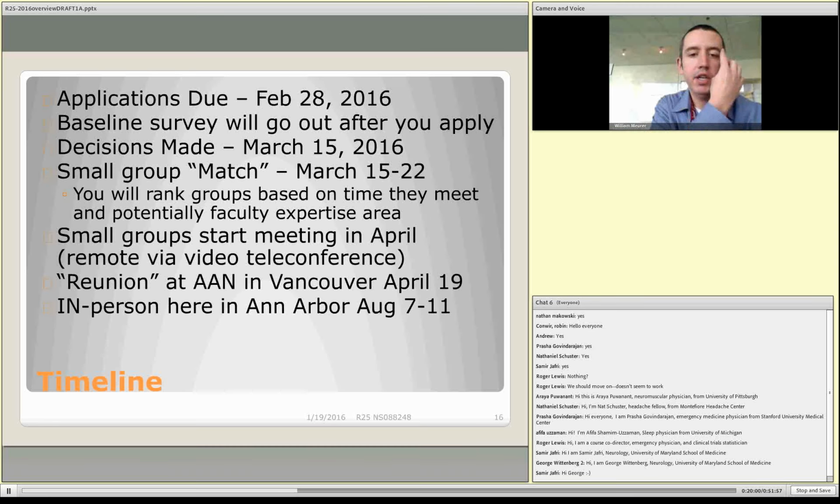So here are the key bits of the timeline. Applications are due at midnight Pacific time on February 28th, 2016. I know it's a leap year and that there is a February 29th, but we as the executive committee are going to be carefully reviewing all of these applications, so we need to have sufficient time to go through these and score these.